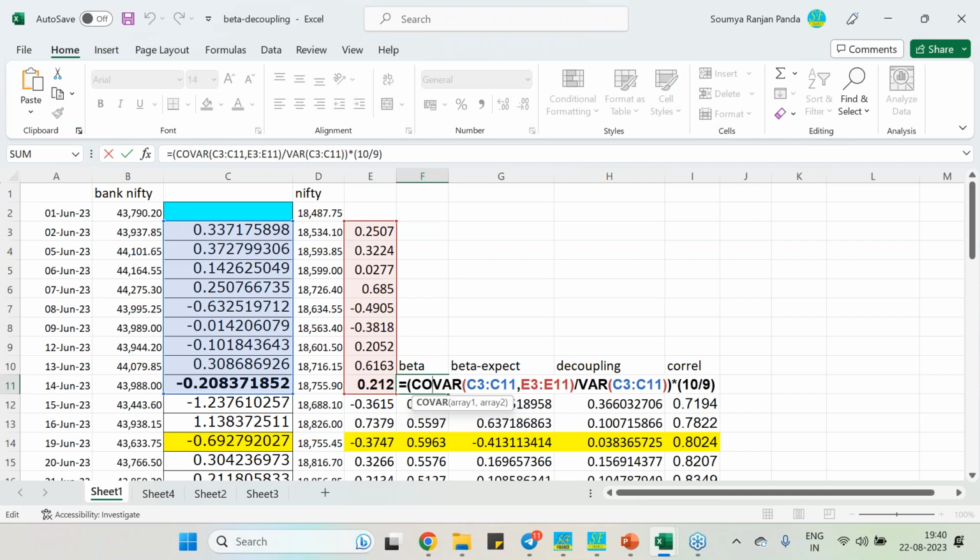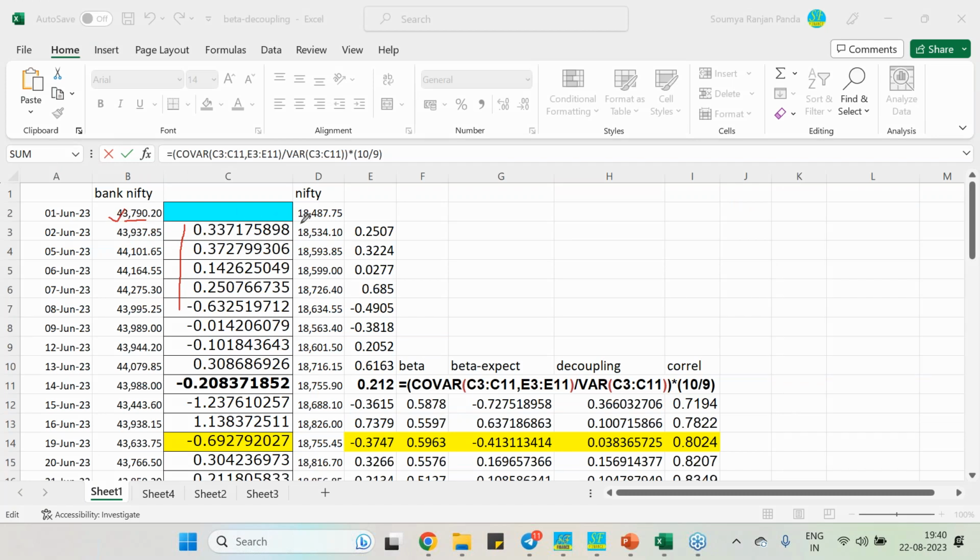So beta is covariance divided by variance into n divided by n minus 1. So we have to calculate the 10 period beta, the 10 days beta, in percentage terms. Why are we not taking the price?